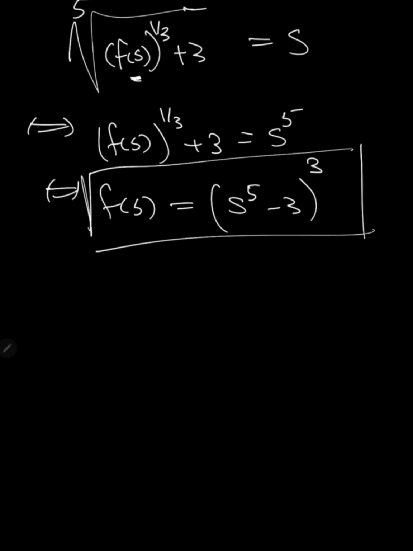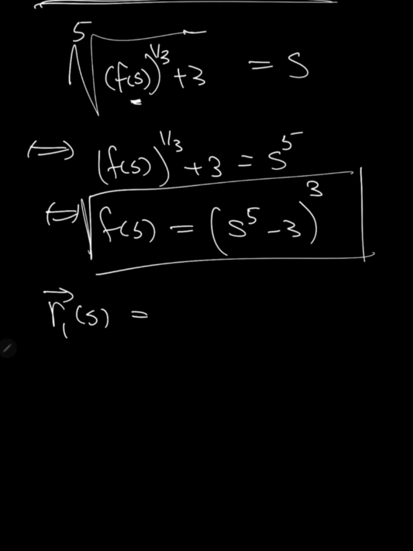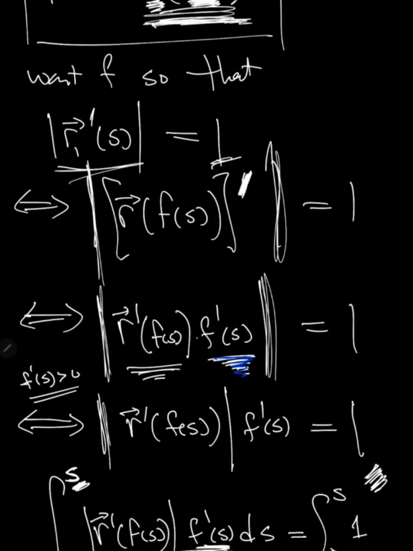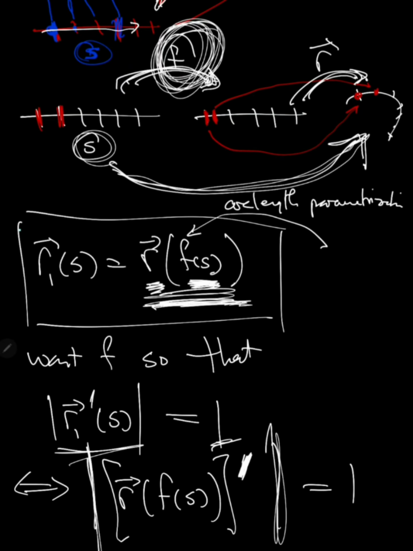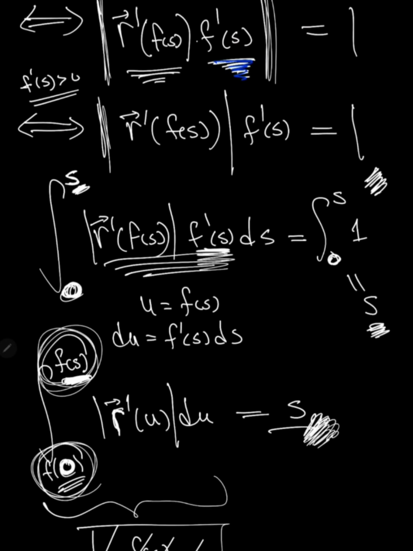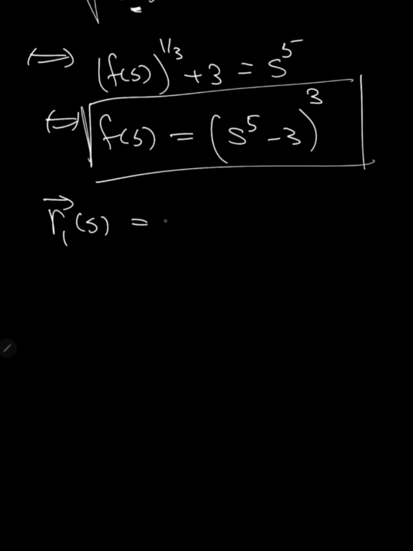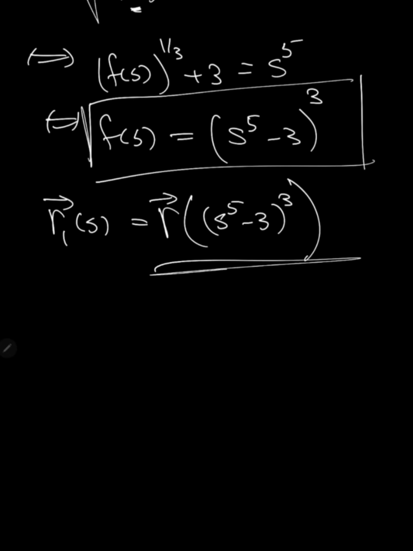All right. So what does this do? This tells me I'm done, because the whole point of this was that our arc length parameterization was this guy right here, R after F. And so I just plug in the f that we found into R. So R of s to the 5 minus 3 cubed is going to turn out to be my arc length parameterization. And again, if we had done this, we would actually have the formula for R.